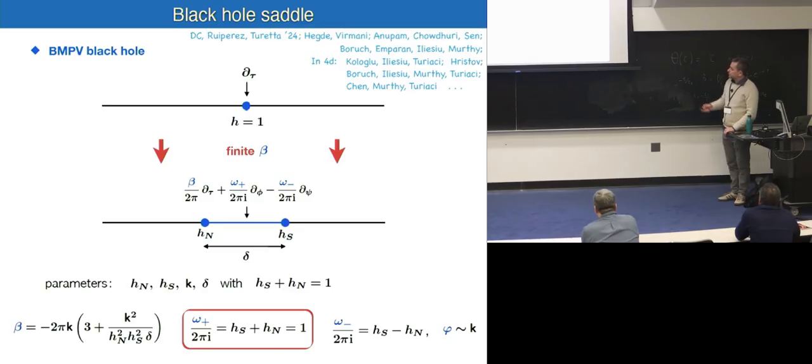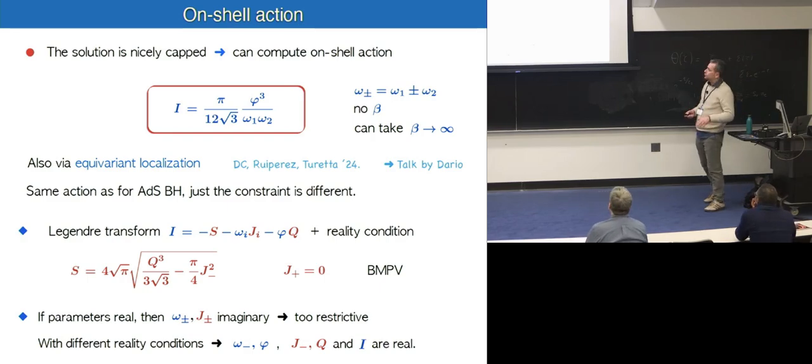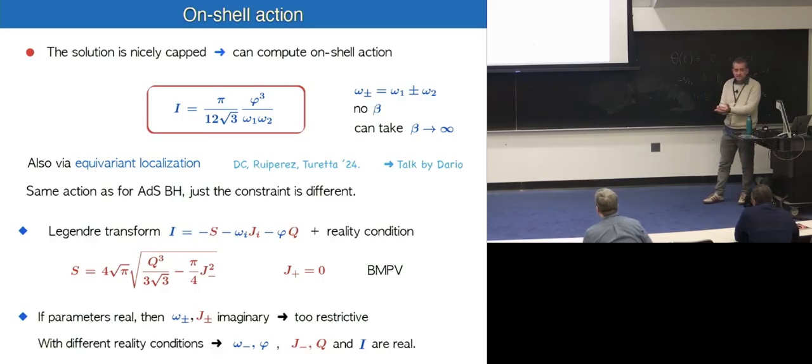So this is the deformation we want to consider. And we can play the same game for the other solutions, and I'm going to do that in a moment. But having done this, we can now compute the on-shell action of the solution. The solution is nicely capped. There is no infinite throat anymore. So this can be computed.